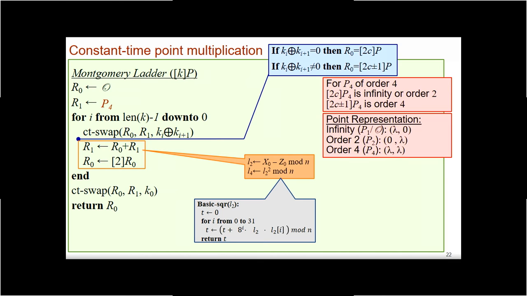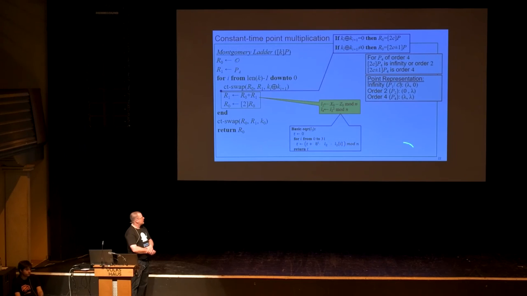The other thing we need to know is the representation. What the algorithm uses is the projective Montgomery coordinates. So each point is represented by two field values, which are termed x and z. The point at infinity has x being some number in the field, and z being 0. The point of order 2 has x 0 and z non-zero. And the point of order 4 has both x and z non-zero and equal to each other. All other values of x and z are different points on the curve.